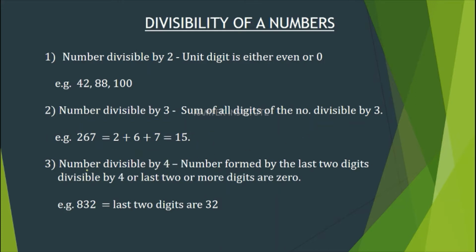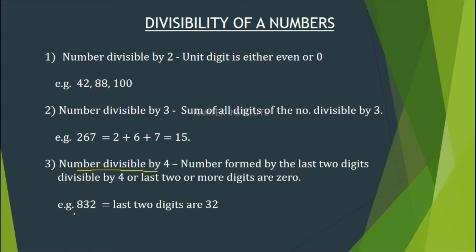Then we come to the next number. How do we check whether a number is divisible by 4? When the number made by the last 2 digits of that number is divisible by 4, then that particular number is also divisible by 4. Also, in case a number has 2 or more zeros at the end, it is also divisible by 4.